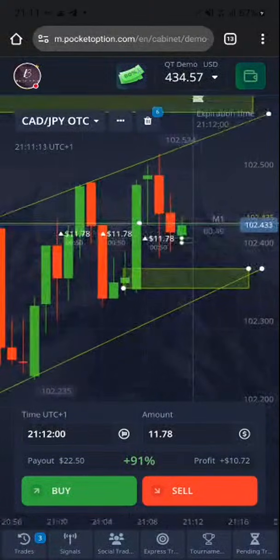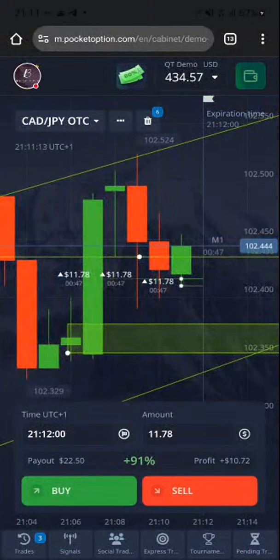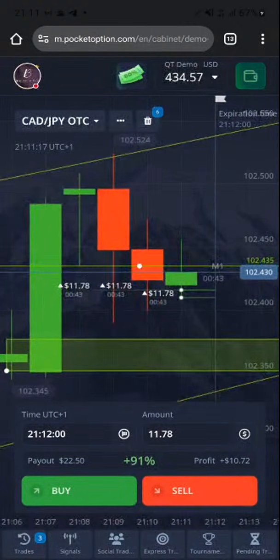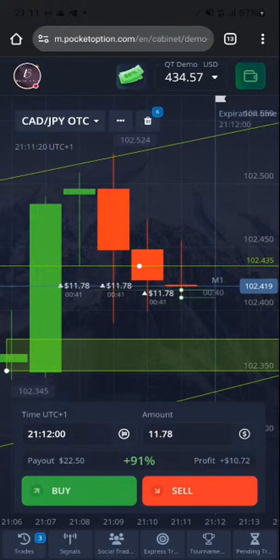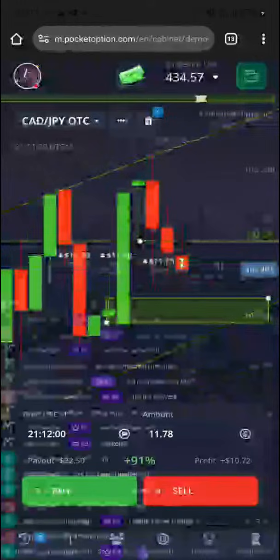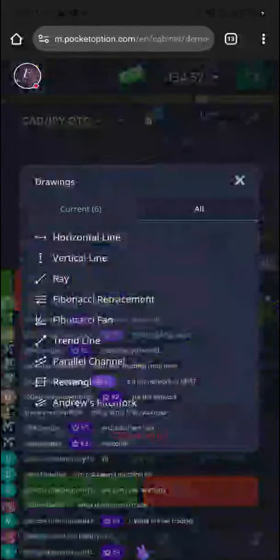I'm expecting the buyers to come in actually, and we have a gap down in favor of the buyers. So let's see how it goes. Oh, come on! I wasn't expecting this to pull to the downside.